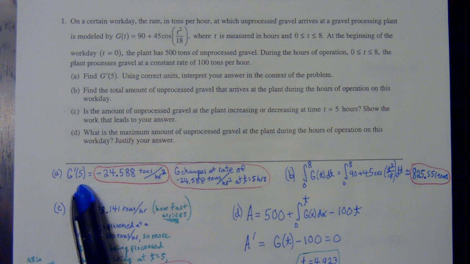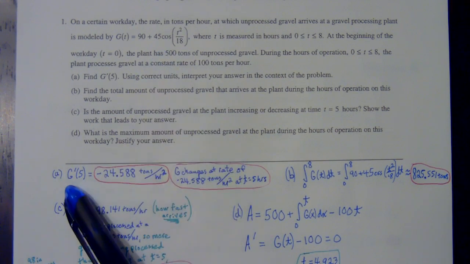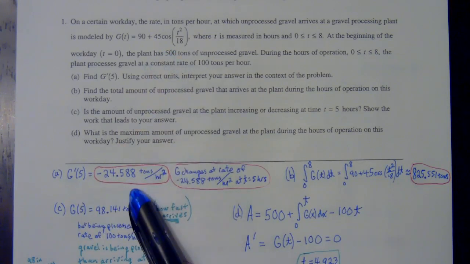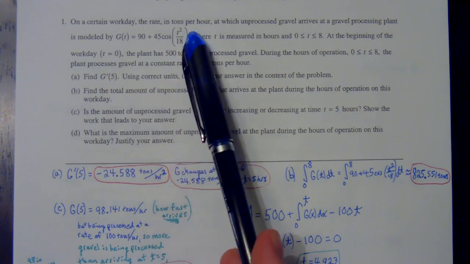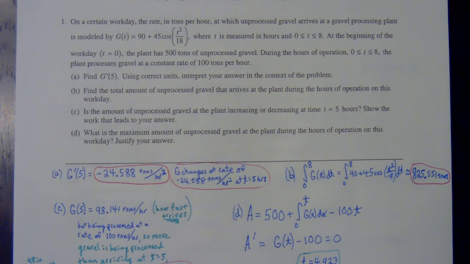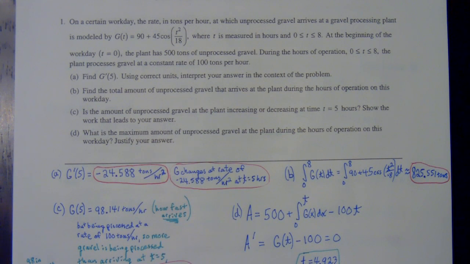Now, g prime of 5 is just the derivative of this function right here. Here's your g of t, so g prime is just your derivative. Evaluate that function in the graphing calculator. If you forgot how to do that, watch the graphing calculator video. Since this was in tons per hour, this is a derivative of that, so that's going from like velocity units to acceleration units, which would be tons per hour squared. And that just means that rate of change, that g is decreasing at that rate of 24.58 tons per hour squared at t equals 5 hours there.